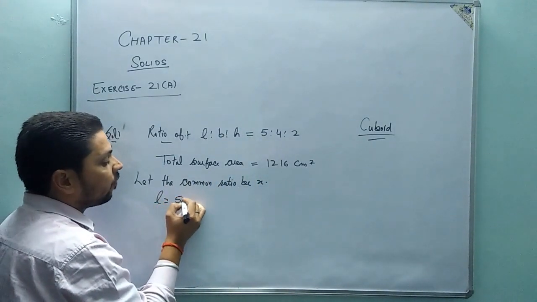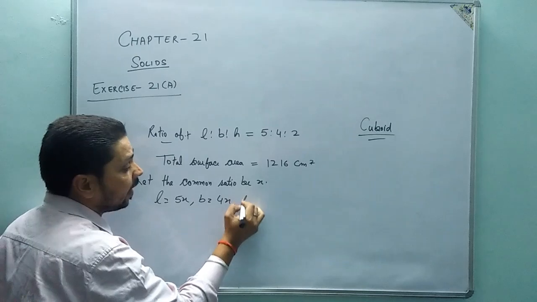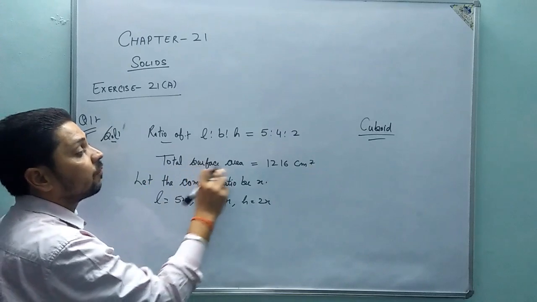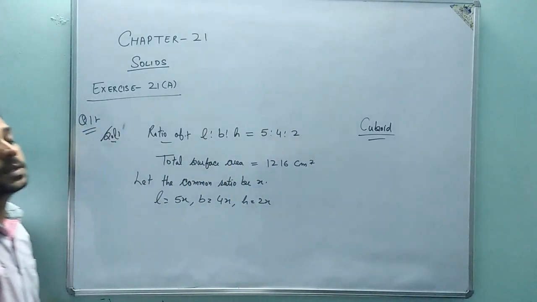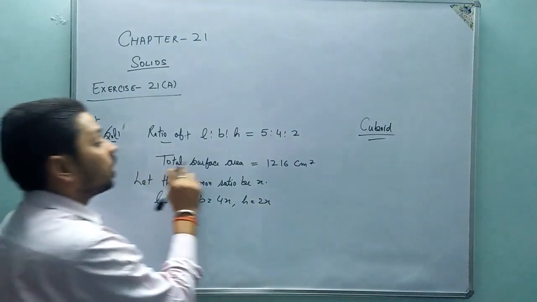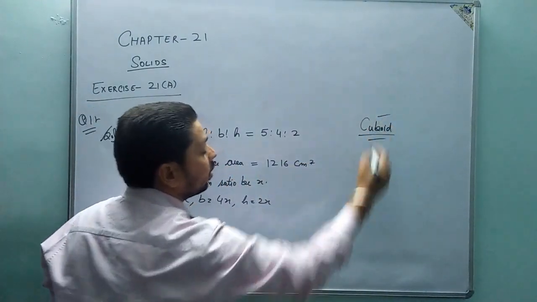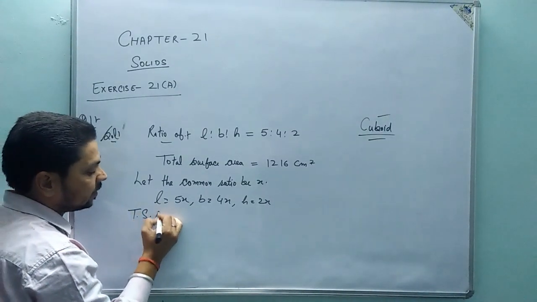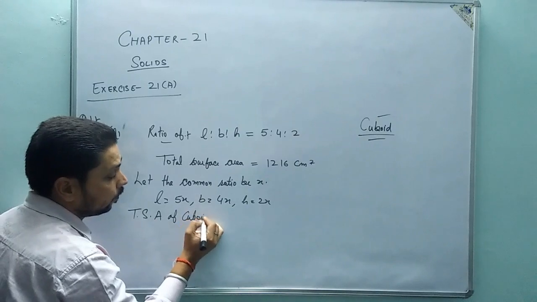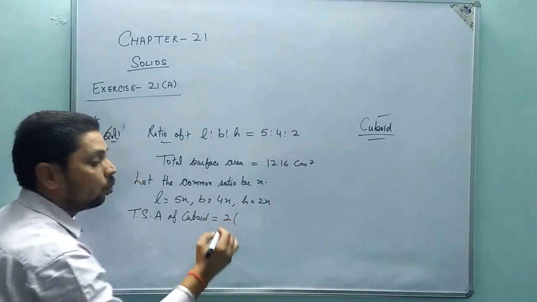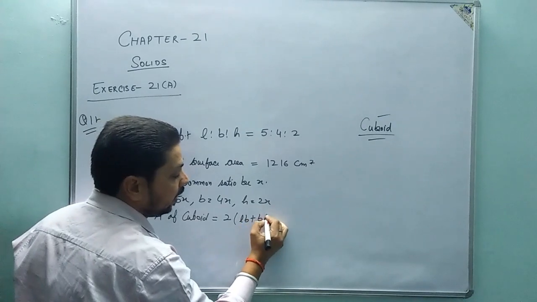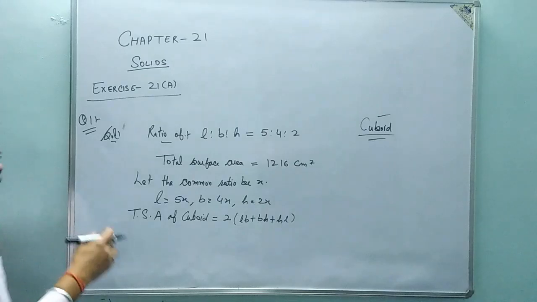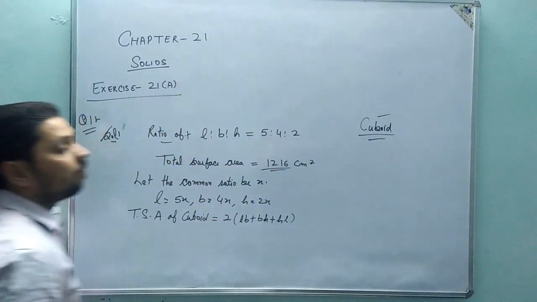Then actual length will be 5x, breadth will be 4x and height will be 2x. Now, it is given that total surface area is 1216 centimeter square. So, the total surface area of rectangular solid, that means cuboid. What is the formula for total surface area? Total surface area of cuboid is equal to 2 into lb plus bh plus hl. Now, substitute all the values.